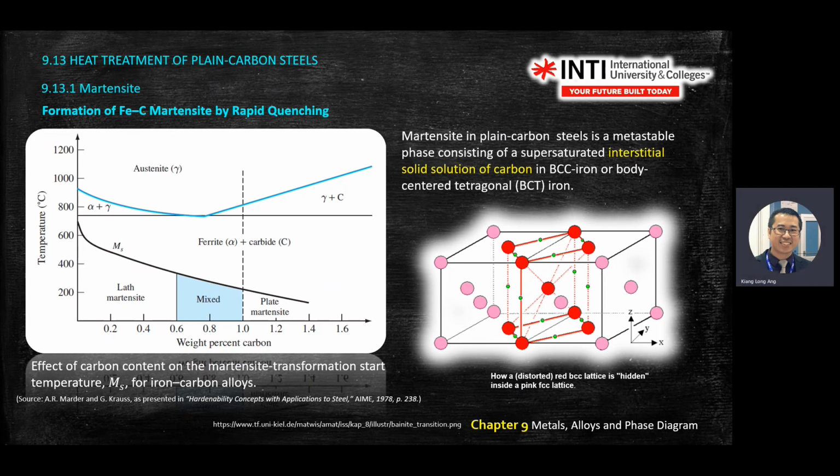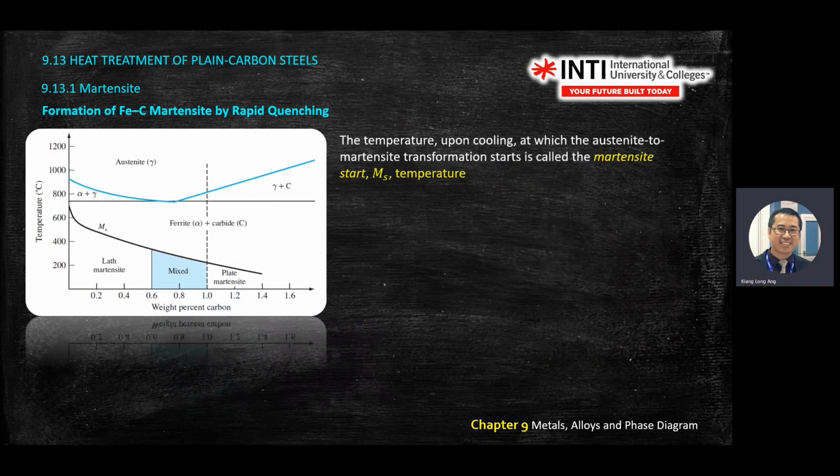I won't ask you how to draw this one, unless your major is material science. What's important is that you know how you get martensite. You rapidly cool from gamma, then you drop down to room temperature.